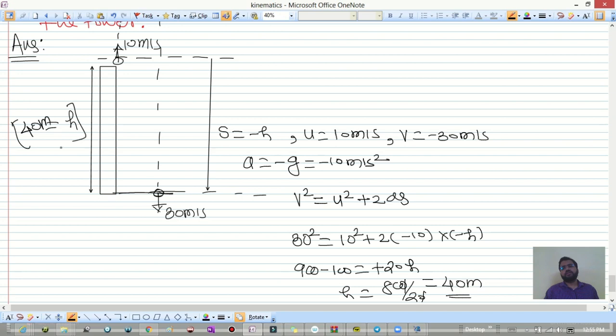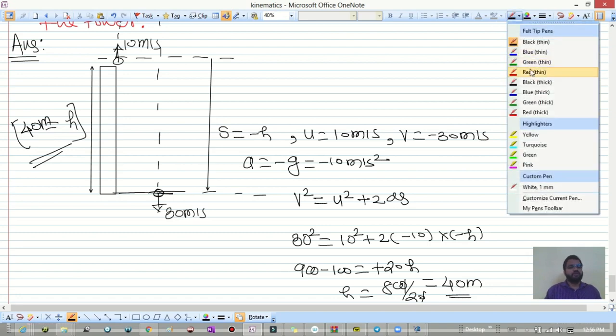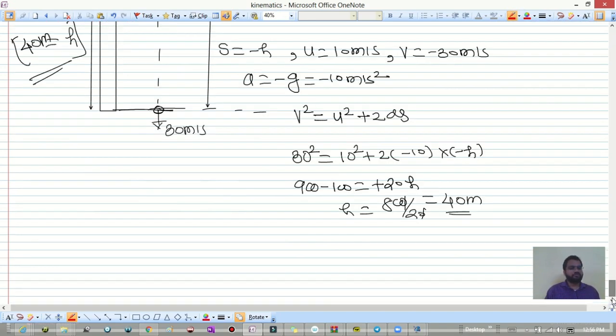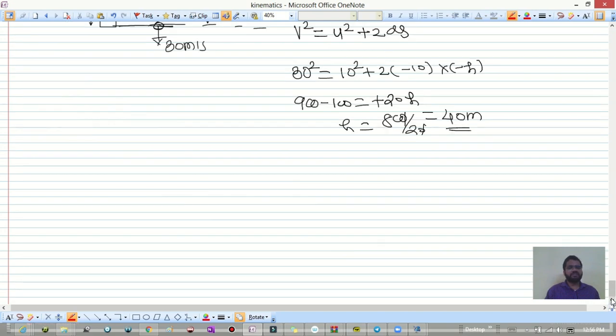So if you know the concept very thoroughly, right, it is very simple to find out any problem, right? And before writing the solution, always try to understand the question. Okay, so the last question of this session, and after that we'll conclude the session.